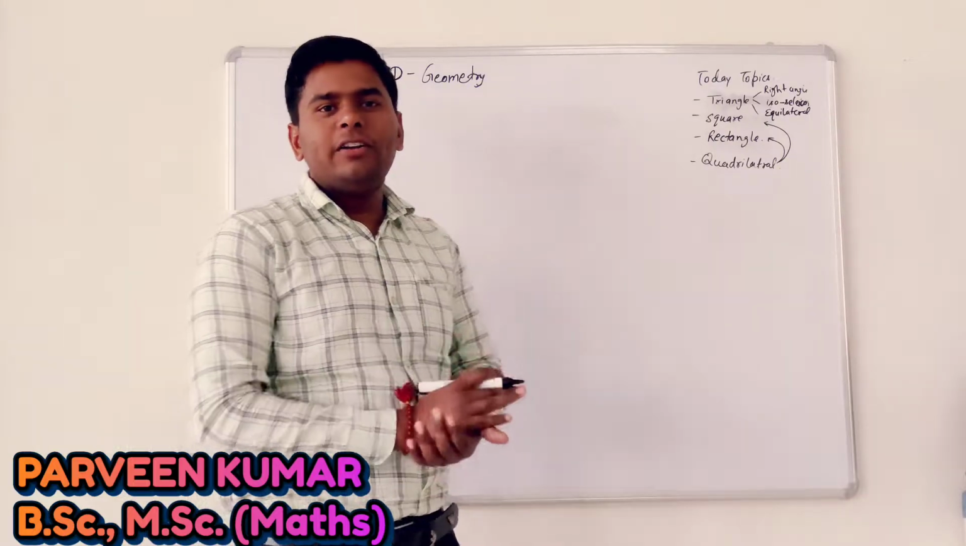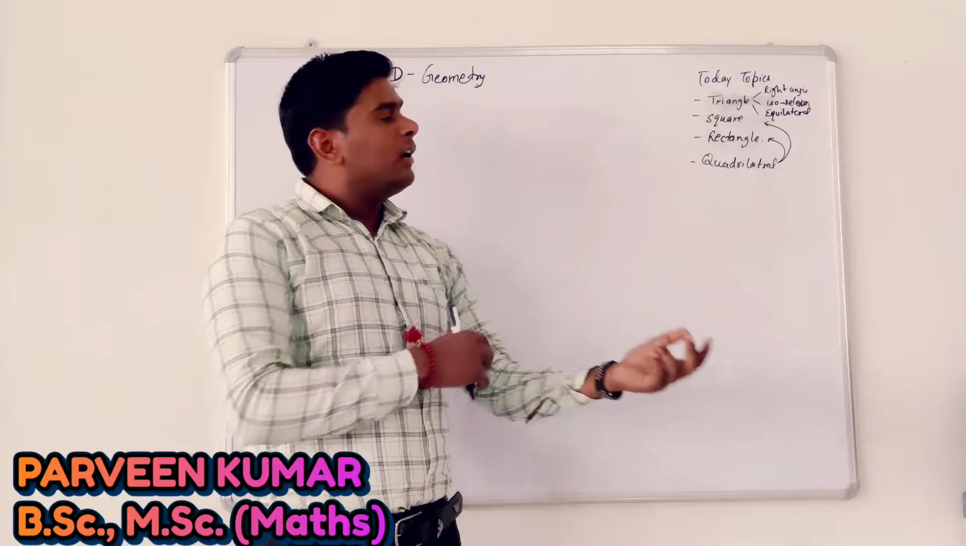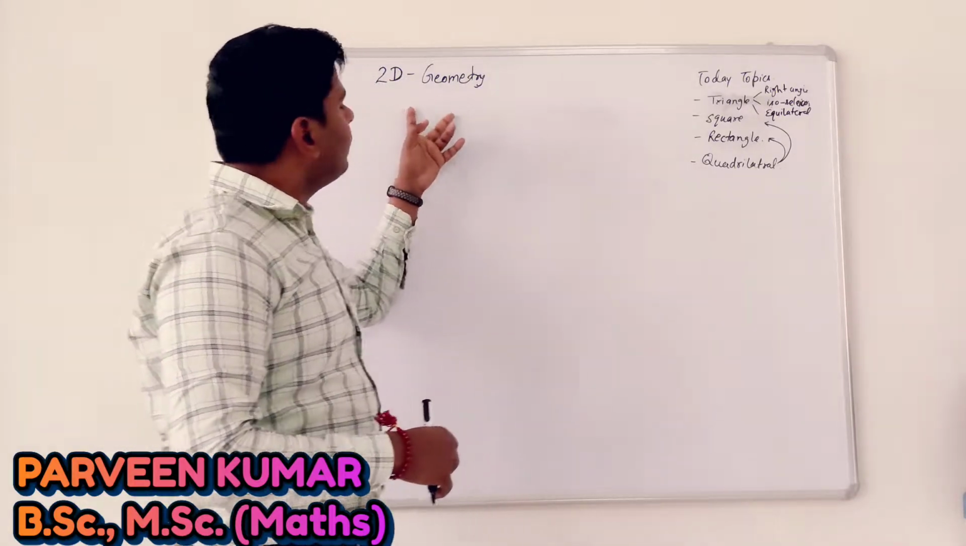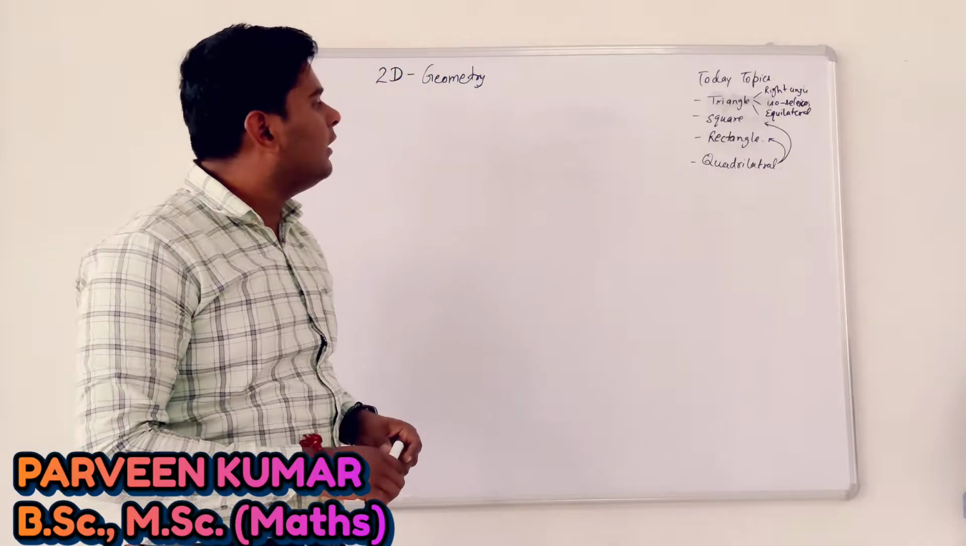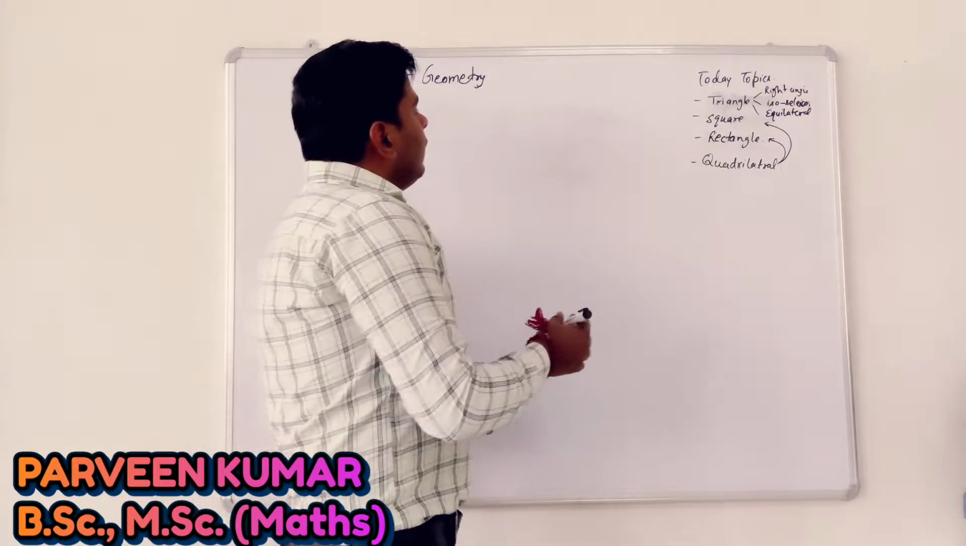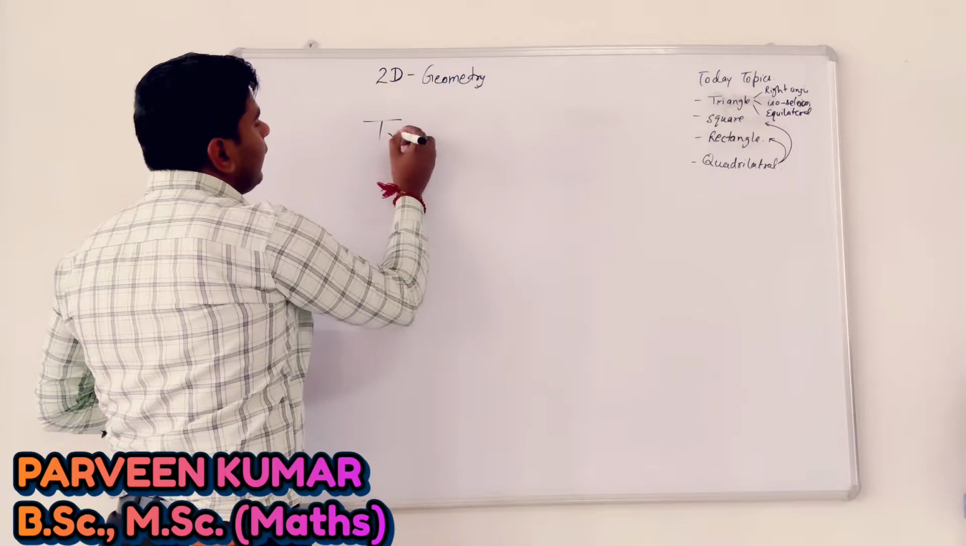Good morning students. Today we will learn about 2D geometry. In this topic, 2D geometry, we will learn about triangle, square, rectangle and quadrilateral. So first of all, we will learn about triangle.